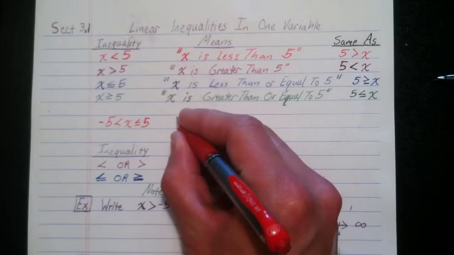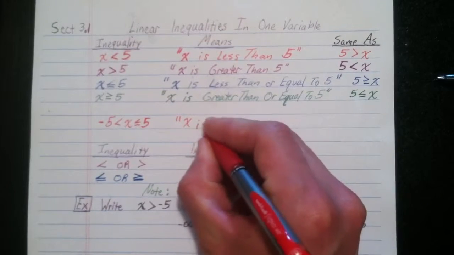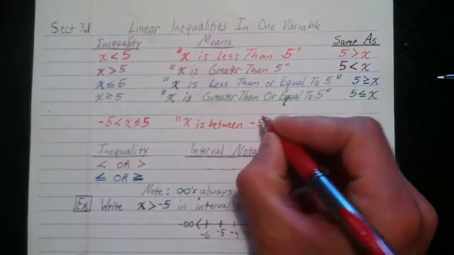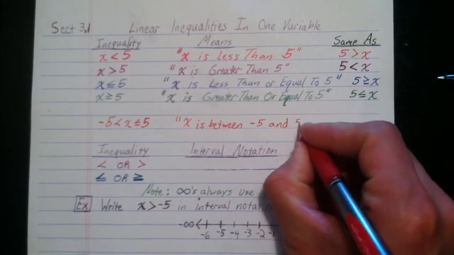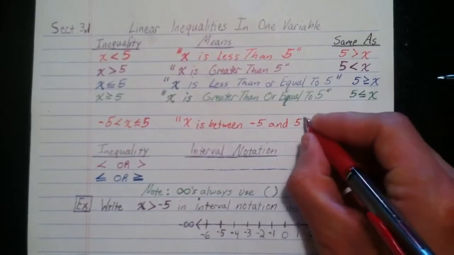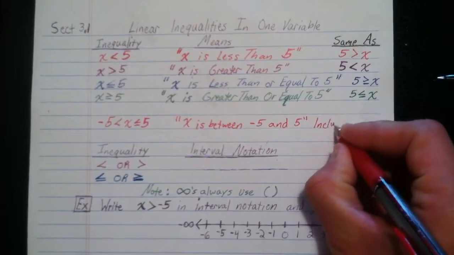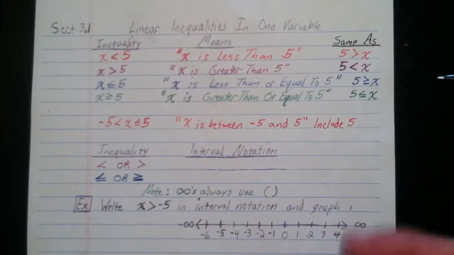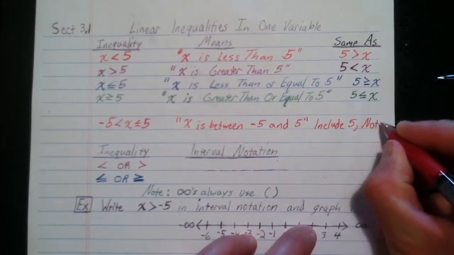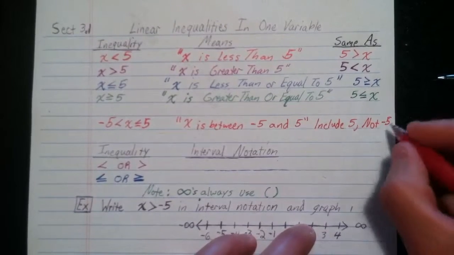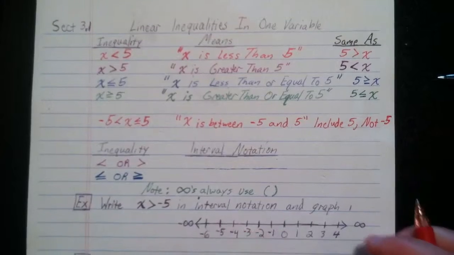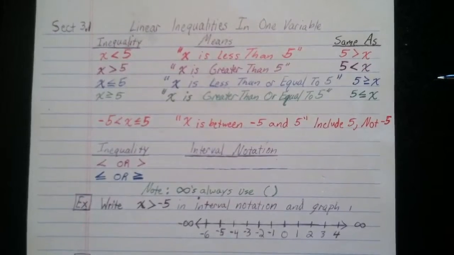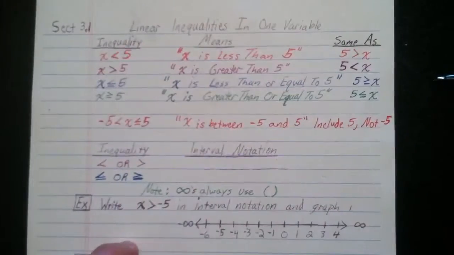It includes the +5 as a possible value, but not -5, because there's not that equal to bar underneath. So again, in English, this would be read as x is between -5 and +5. And more specifically, you want to include +5 in your possible numbers that you could take for x, but not -5. You could get very, very close to -5, but not actually be -5. So we could even write in here, what are some possible solutions then?